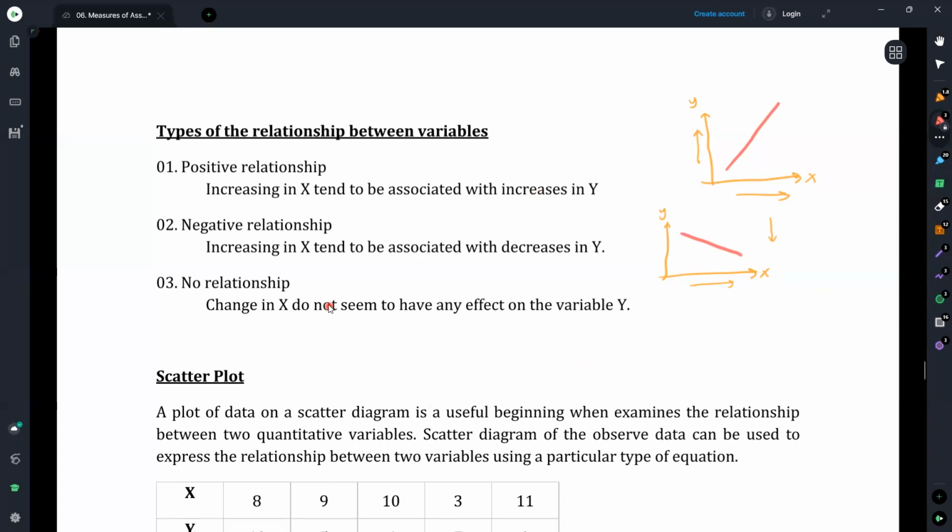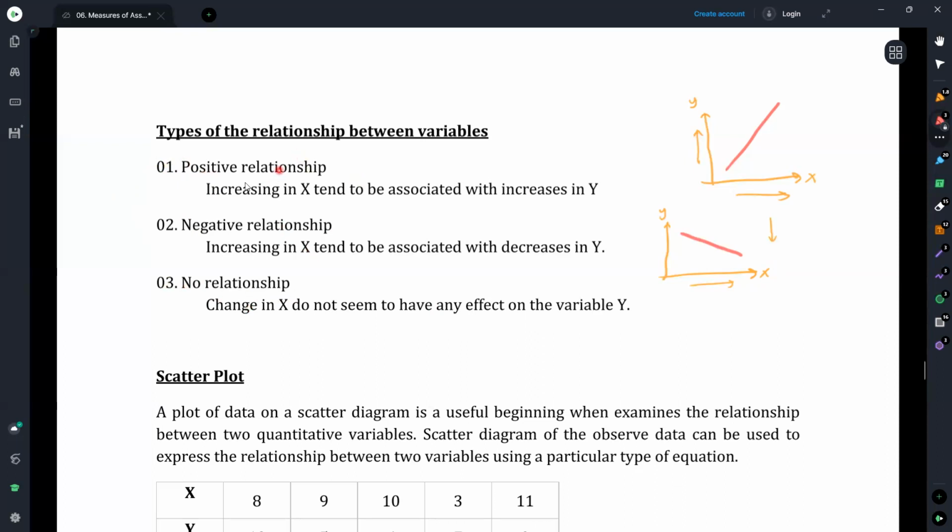And if you cannot find any effect from x on y or vice versa, then we say there is no relationship between the variables. The change in x does not seem to have any effect on the variable y. Simply, even though we increase x or decrease x, it will not affect the increasing or decreasing of the y variable. Therefore, if there is no relationship, the y variable does not depend on the x variable. The two variables behave independently. But in the first two situations, the variables depend on each other, which is why we can find a relationship. In the third one, no relationship means the variables behave independently. Therefore, these are the types of relationship between the variables.